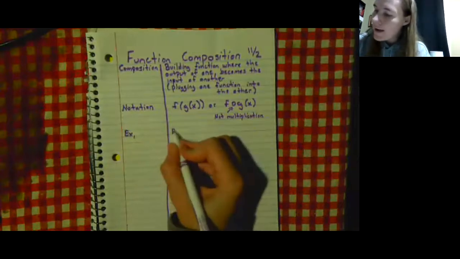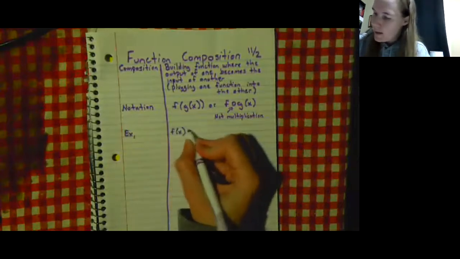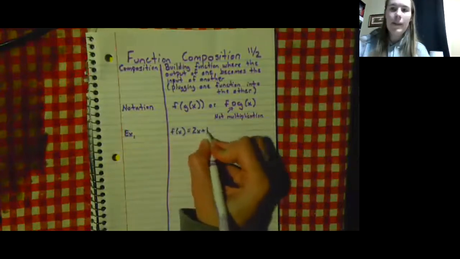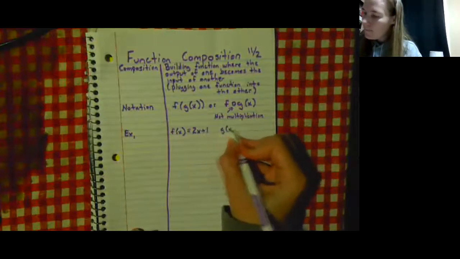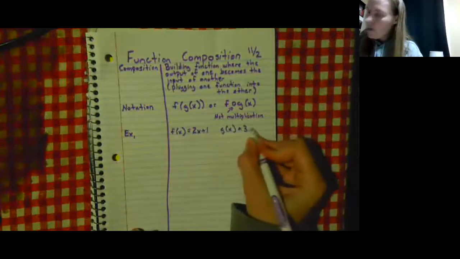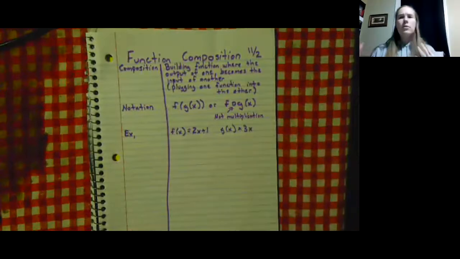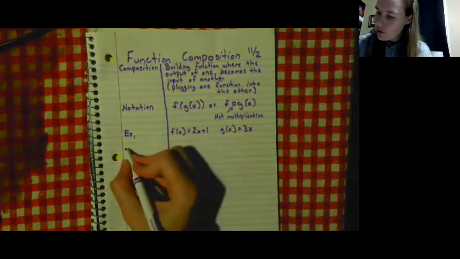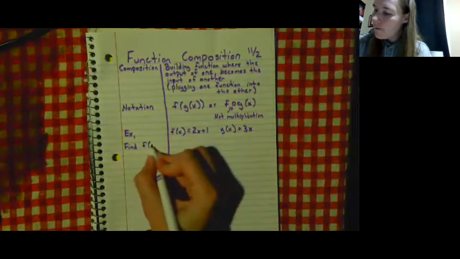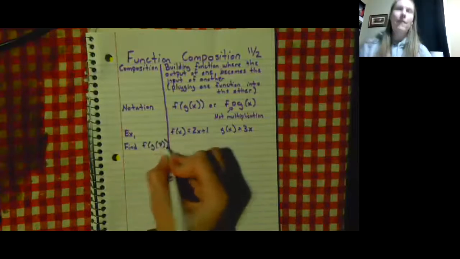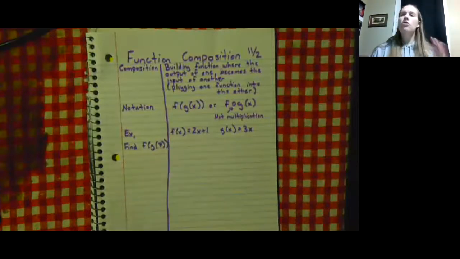Say we had f of x equals 2x plus 1, and we have g of x equal 3x. So we're used to seeing different functions like this, but this is where it gets tricky. Say I want you to find f of g of 7. So this looks super, super weird. We're not used to this.